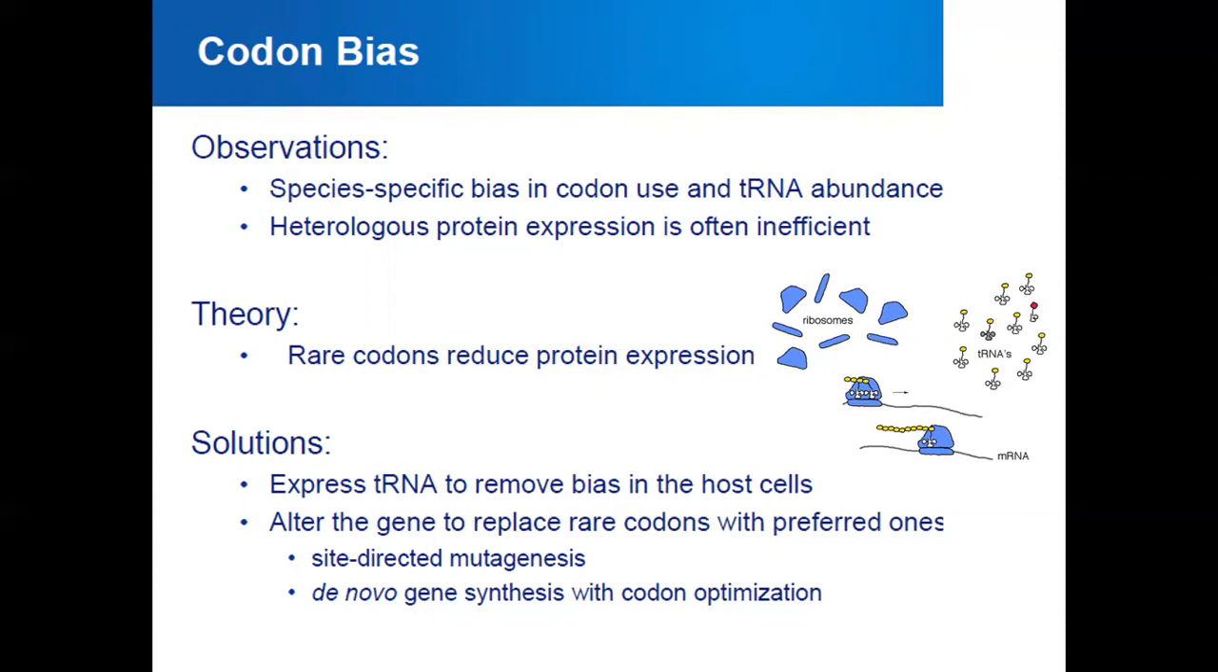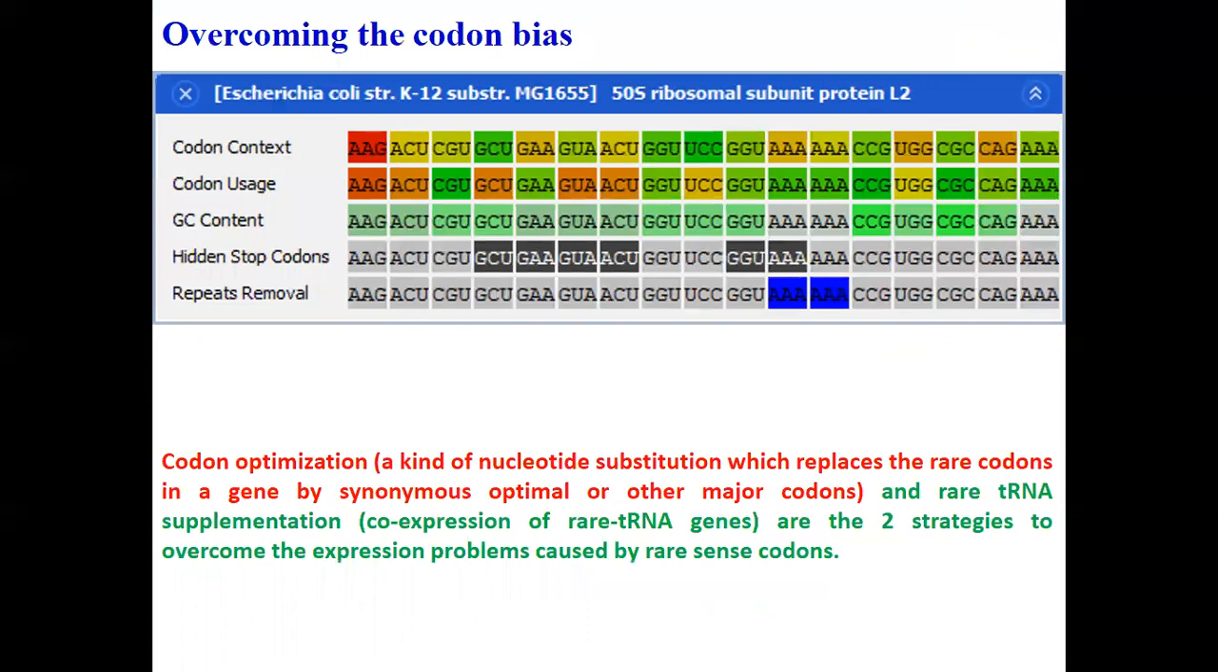So how can gene synthesis work? In gene synthesis, we can replace the rare codon with the most preferred ones using synonymous mutations, by the process of site-directed mutagenesis or de novo gene synthesis with codon optimization. So, in summary, we have two procedures or techniques by which we can overcome this codon bias: first, the co-expression of the rare transfer RNA genes, and second, the replacement of the rare codons in the gene with synonymous optimal codons.